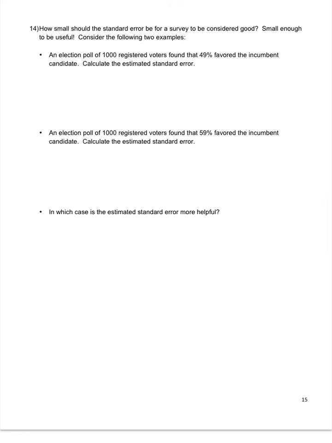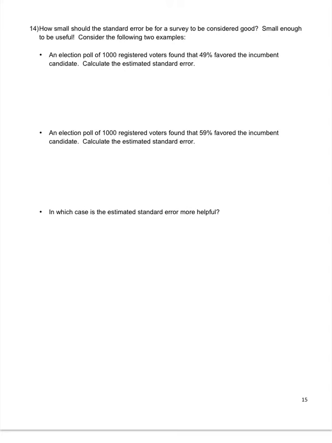All right, so how small should the standard error be for a survey to be considered good? Well, the answer is small enough to be useful. So consider the following two examples. First example, an election poll of 1,000 registered voters found that 49% favored the incumbent candidate.